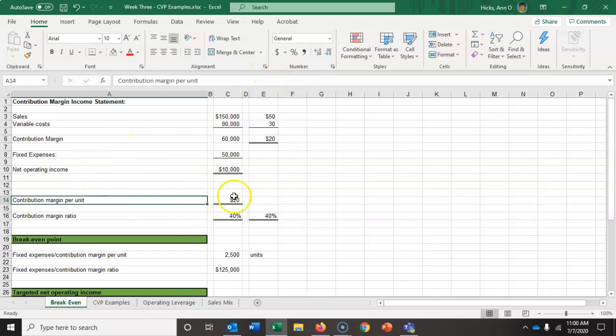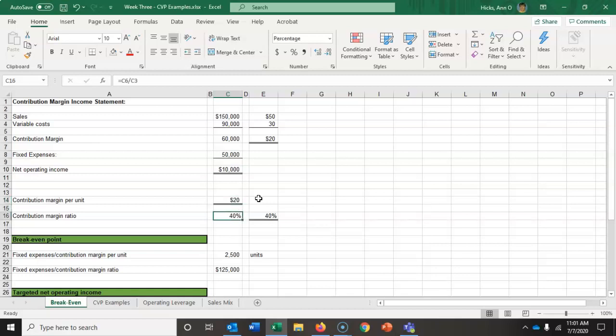So I've summarized down here a couple of pieces of data. One is that contribution margin per unit. Remember, this is a pertinent piece of information because this tells us that for every additional unit that we sell, there's $20 going toward either covering the fixed expenses or generating profit.